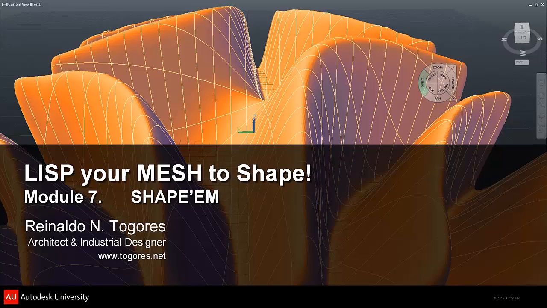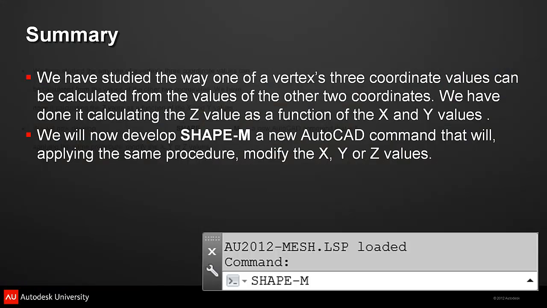Welcome to the seventh module of LISP Your Mesh to Shape. In this module, we'll design ShapeM, a new AutoCAD command that will make possible an almost unlimited variety of shapes. We have studied how we can modify the Z value as a function of the X and Y values. But we should be able to do so also for the X or Y values. This way, we would have a really powerful mesh shaping command.